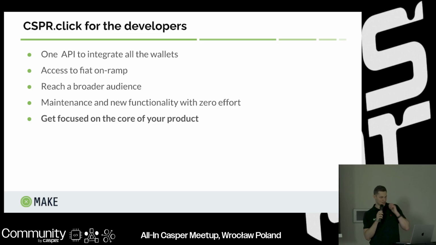For developers, as I mentioned before, it's one API to integrate all the wallets. It's access to fiat on-ramp. At the moment, we have Upland Stopper. If there are more, we will add them.